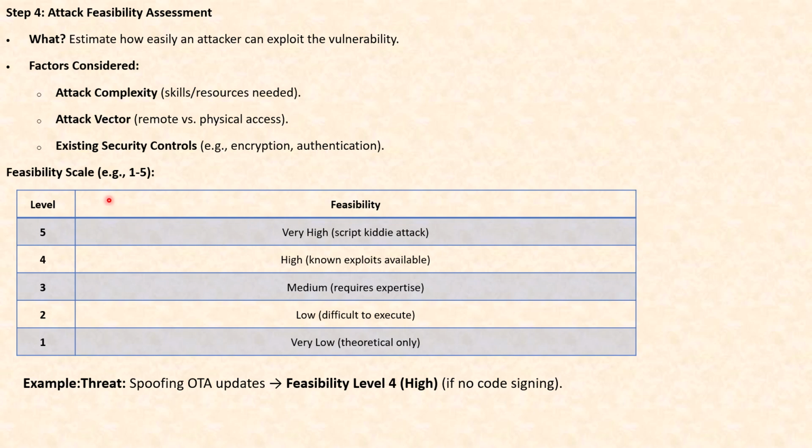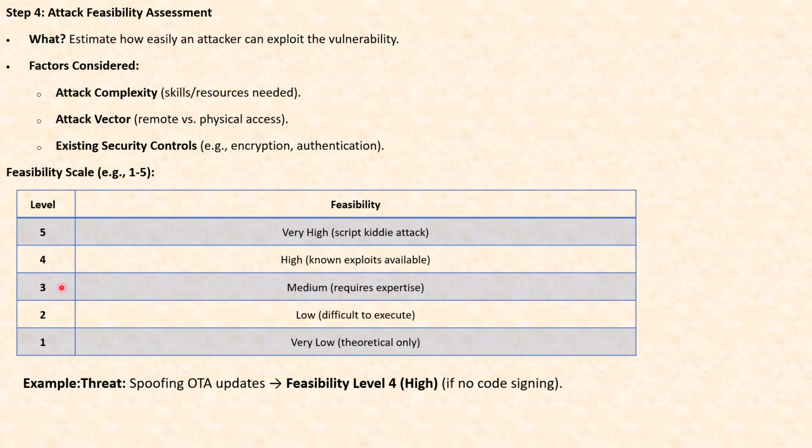Now again when it comes to the feasibility scale, there is skill level 5, 4, 3, 2, 1. Now we will see one after the other. Level 5 is very high, where a script kiddie attack happens. Next is high, known exploits available. So here you can guess the exploits. You can see in how many ways the attack can be exploited.